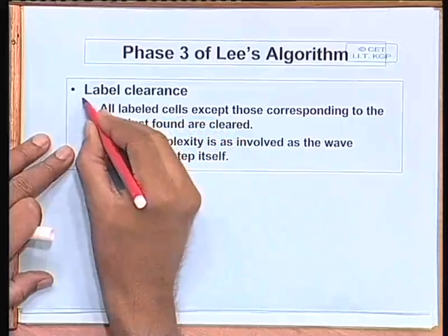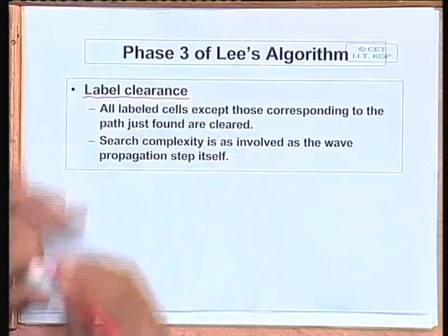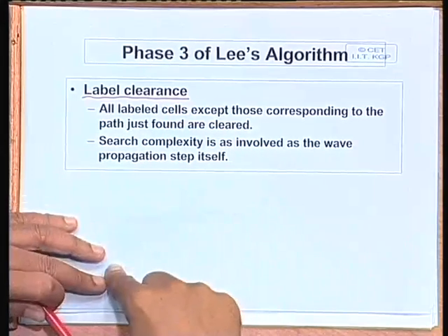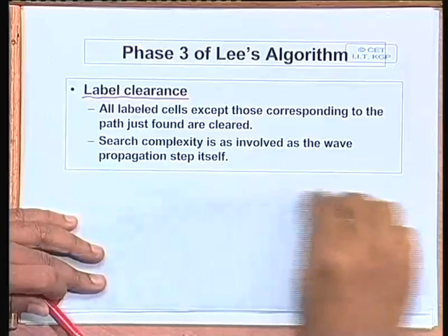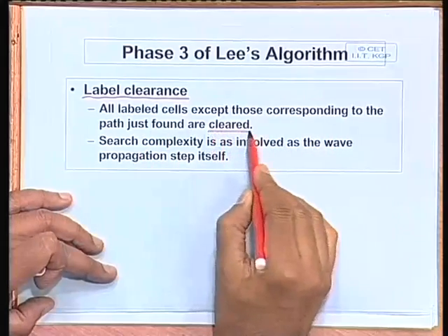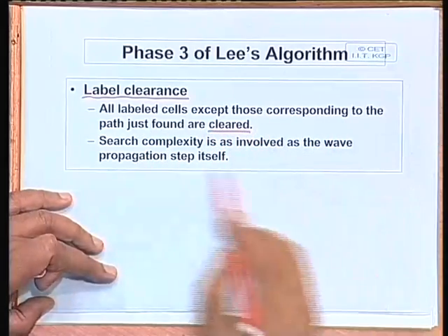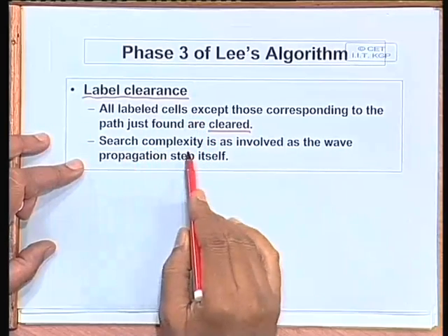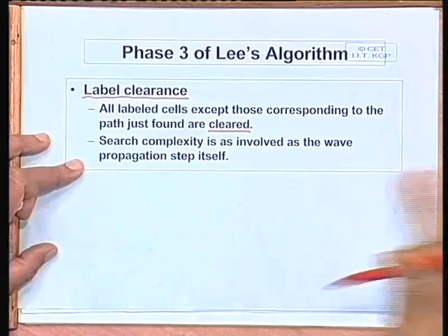So, the third step is the so-called label clearance step. Other than the path you have just found, the other labels which you have temporarily put in will have to be cleared. So, all labeled cells except those corresponding to the path just found will have to be cleared or initialized to some value. This also is an involved process. The search complexity is almost as high as the forward propagation phase, the wave propagation phase.